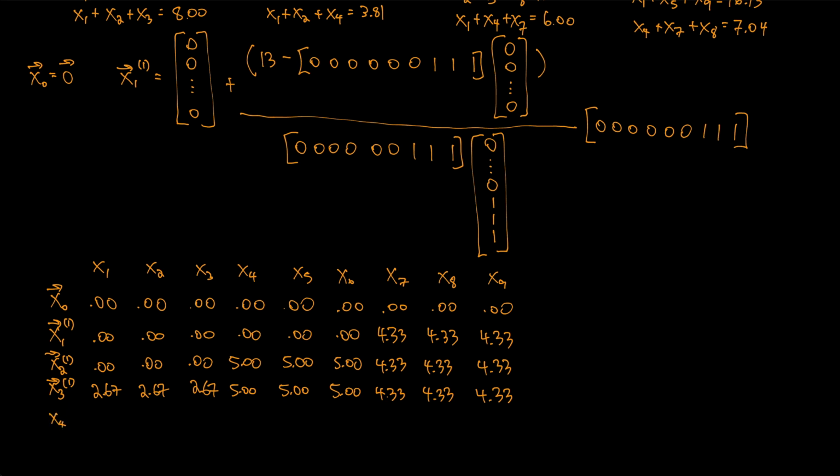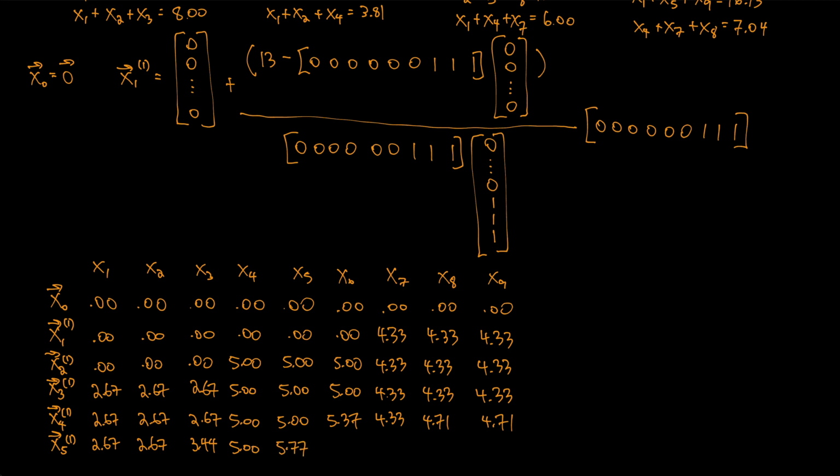And now we can do x41. We'll get 2.67, 2.67, 2.67, 5.00, 5.00, 5.37, 4.33, 4.71, 4.71. For x51, we'll get 2.67, 2.67, 3.44, 5.00, 5.77, 5.37, 4.33, 4.71, 4.71.